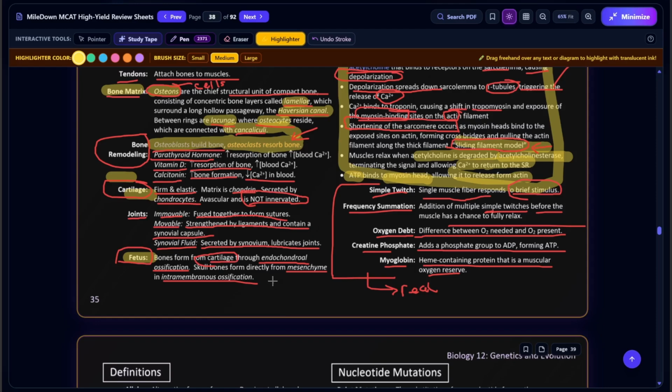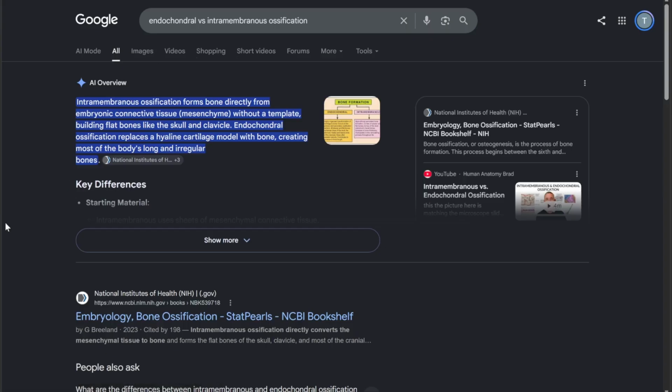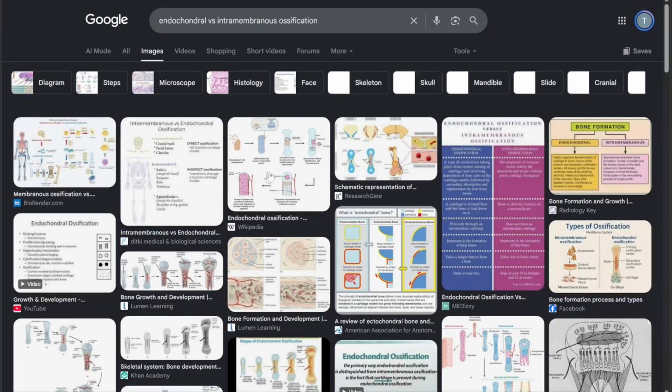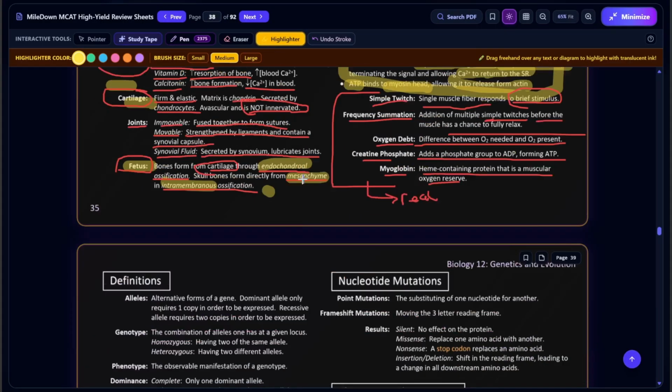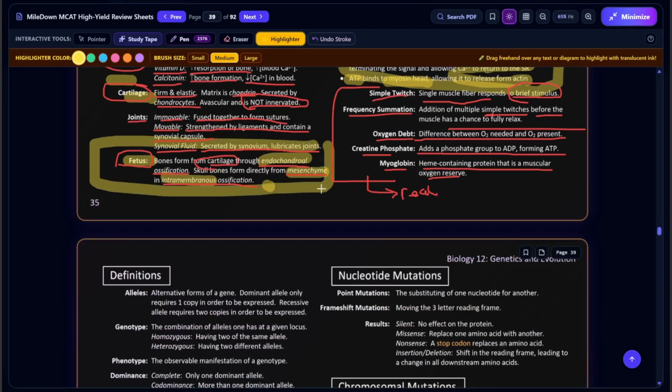Okay, and then I want to go over endochondral and the other, intramembranous ossification real quick. Just to give a quick overview, intramembranous ossification forms bone directly from embryonic connective tissue, which is also known as mesenchyme, without a template, building flat bones like the skull and clavicle. But endochondral ossification replaces a cartilage model with bone, creating most of the body's long and irregular bones. So that's basically a good description of that for this part here.